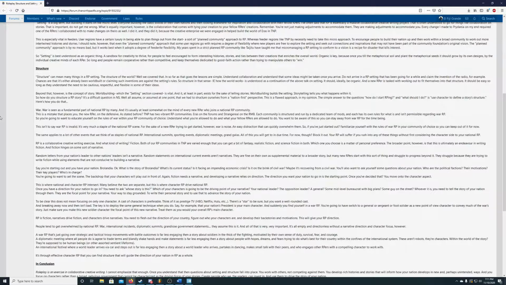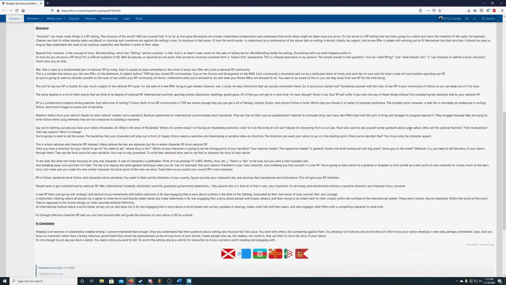The planned community approach is by no means bad, but it works best when it adopts a degree of feederite flexibility. My years spent in a strict planned RP community like Taijutsu have taught me that micromanaging a RP setting to conform to a vision is a recipe for disaster that kills interest. So setting is best understood as an organic thing, a sandbox for creativity to thrive, for people to feel encouraged to form interesting histories, stories, and ties between their creations that enriches the overall world. Organic is the key word, because once you till the metaphorical soil and plant the metaphorical seeds, it should grow by its own designs, by the individual creative minds of each RPer. So long as people remain cooperative rather than competitive and keep themselves dedicated to good faith action rather than trying to manipulate others to win.